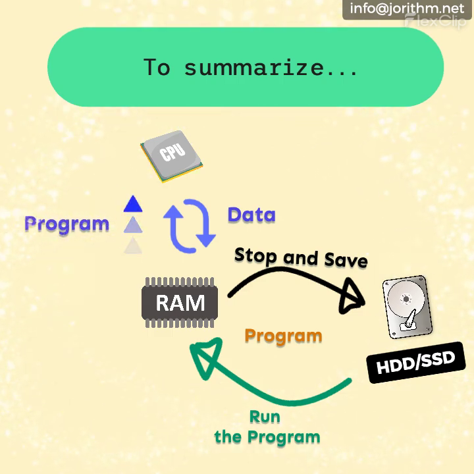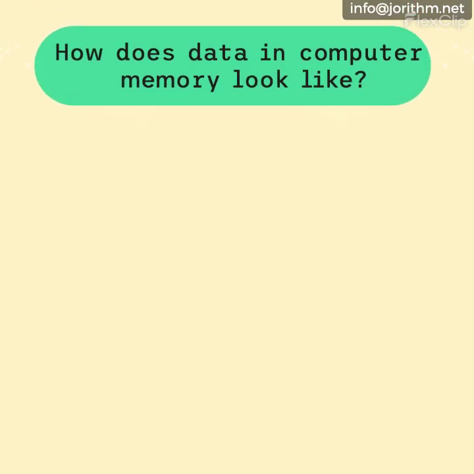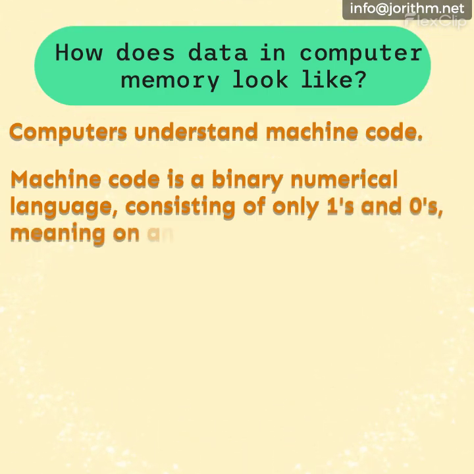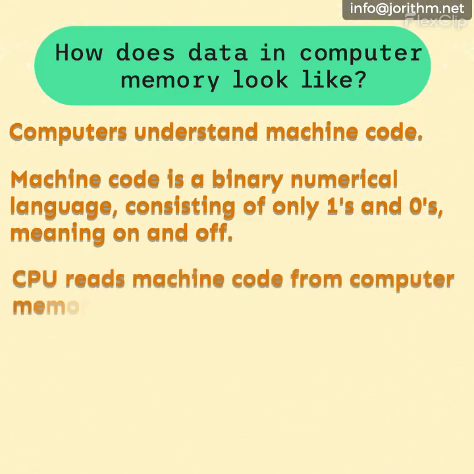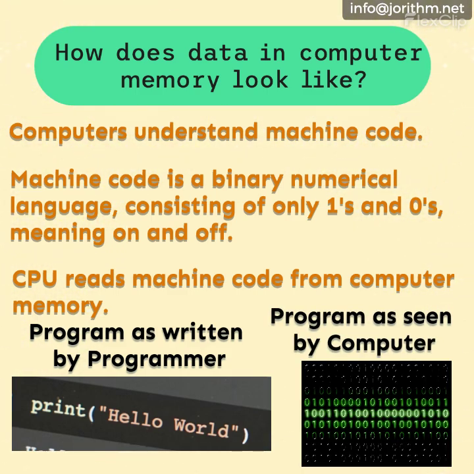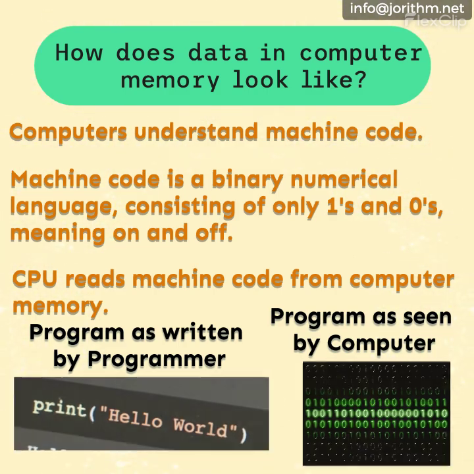Just before concluding this lesson, let's also understand how program or data looks like in computer's memory. Computers only understand machine code language, which is nothing but a numerical language in binary form consisting of only ones and zeros meaning switching on or off. Program and data are stored in machine code format in computer memory. CPU reads this machine code from RAM and then executes it in order to perform the task. As you can see, programmers write programs using English alphabets and numbers, whereas what computer sees is a bunch of ones and zeros.